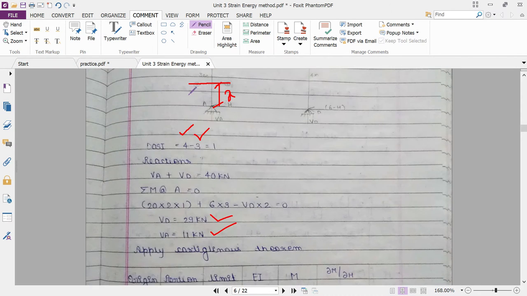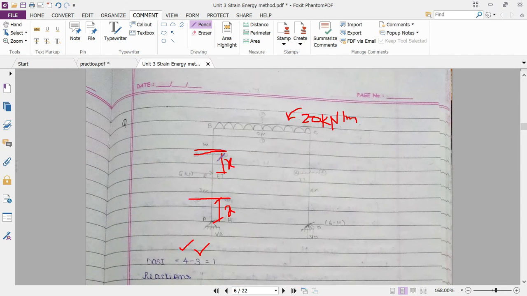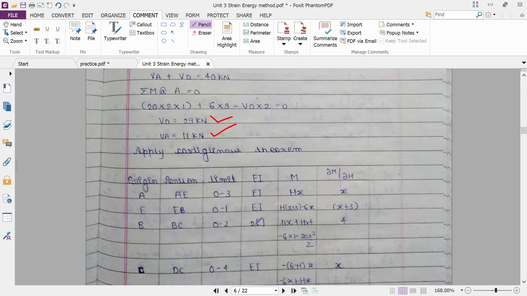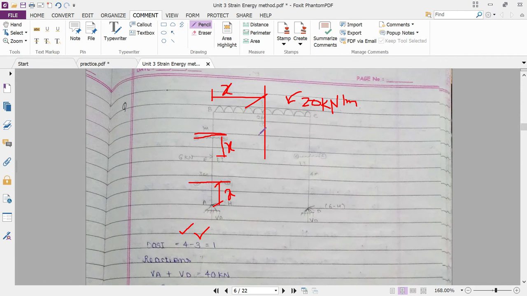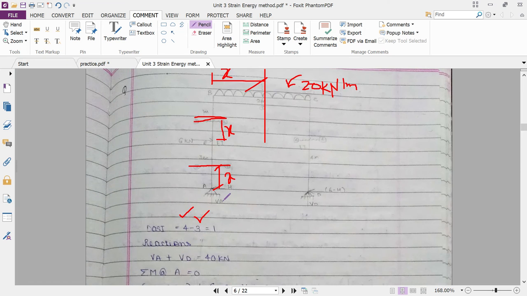Then we consider B, this is B. When we consider B, the portion will be BC, and the limit is 0 to 2. The span BC has to be considered. As we consider the BC section, we may cut it at the center, and the section may be taken as horizontal, that is X, like this. Now here the I value is given as 2I, and VA is 11.